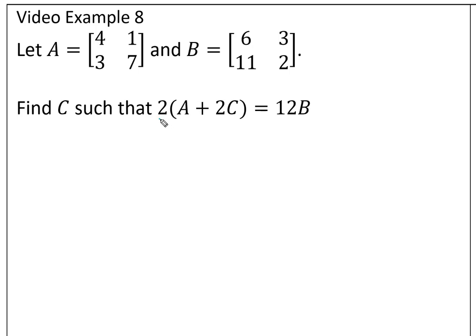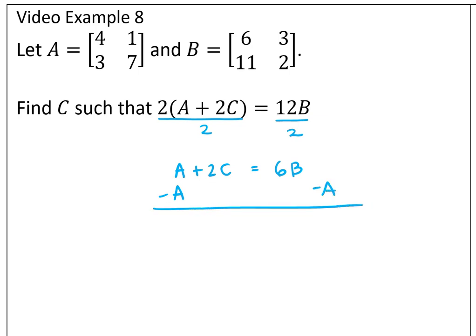So the first thing I'm going to do here is divide both sides by 2. And I'm left with A plus 2C is equal to 6B. And then I'm going to subtract A from both sides. And then I end up with 2C is equal to 6B minus A. And then I'm going to divide everything by 2. And I end up with C is equal to 3B minus 1/2 A. And so if I replace my B and my A with my matrices, now I'm ready to solve.